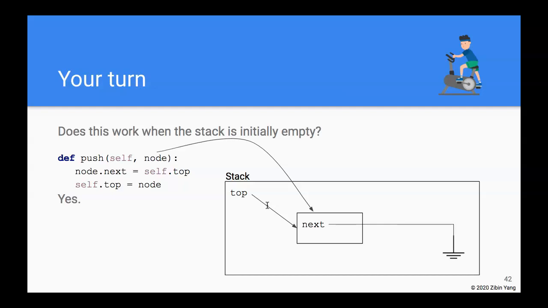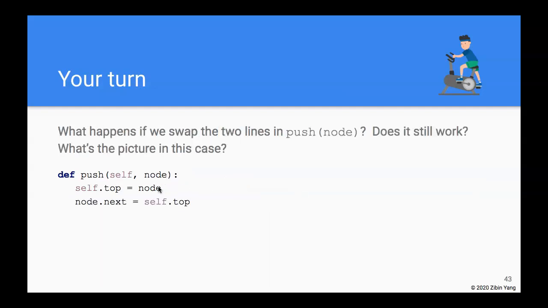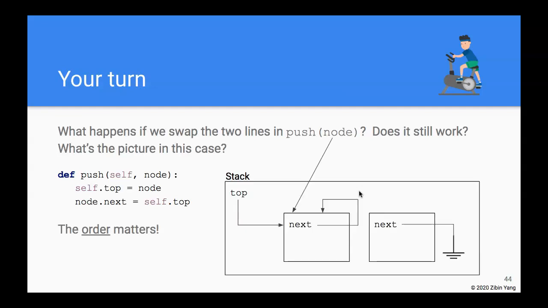Another good exercise would be, well, this method is fairly simple. It has two lines. What if we swap the order of these two lines? Would it still accomplish what we wanted to do? All right. Assuming you have had some time to think about it, the answer is no, it won't. If you actually follow what they do and draw the picture, you'll end up with a picture like this. The first thing is self.top is going to point to the new node, right? That's this arrow. And then we say node.next is going to equal self.top.